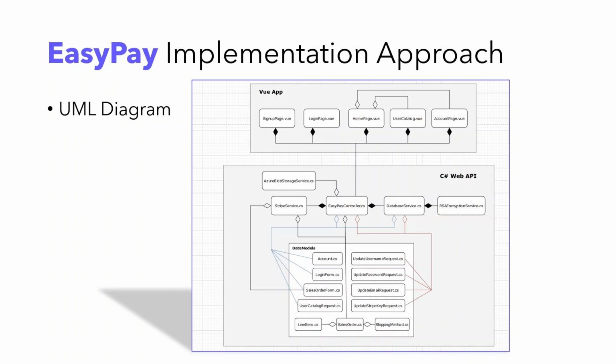Tied to the EasyPay controller, we have our database service, we have our Stripe service, then we have our encryption service, which is mostly tied to the database, and we have an additional Azure Blob storage, which I use for uploading photos, which we will get into. On the Vue app, we have our sign up page, login page, home page, and the home page has subsequent components, user catalog, and account page, which can only be accessed once a user is signed into the home page.